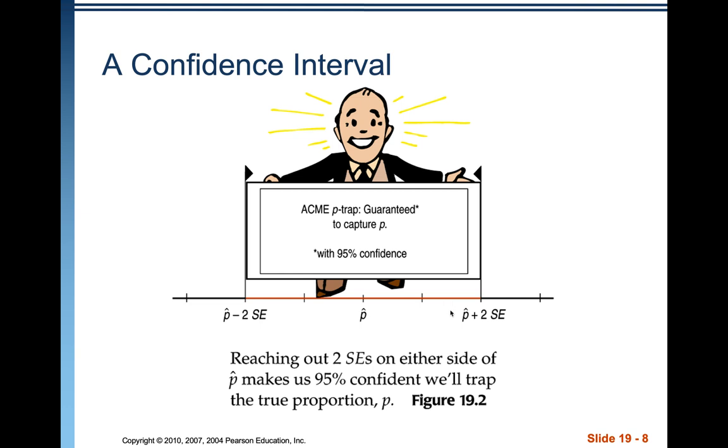So here's a little picture just to help you see what it looks like from the point of view of our estimate. Here's the estimate that we get, our p hat. If we subtract two standard errors from it and add two standard errors to it, it's reasonable that we can have 95% confidence that we've captured the true proportion.